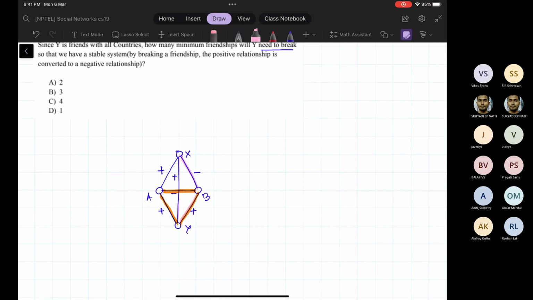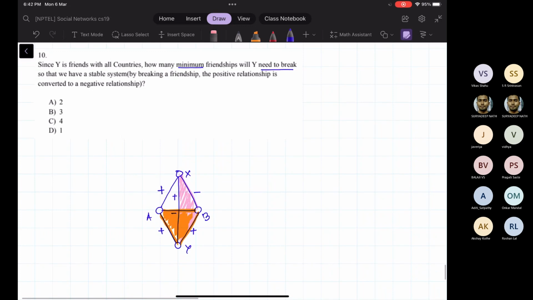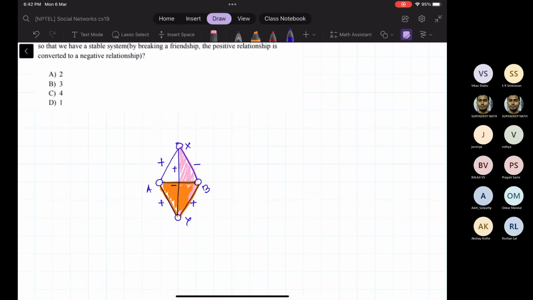So this is the other unstable triangle. So this is one unstable triangle, and this is another unstable triangle. So now we'll have to find out which of these edges, the minimum number of edges, so minimum friendships that Y needs to break. If you look at the friendships of Y, it is AY, BY, and XY. So let us look at these cases one by one.